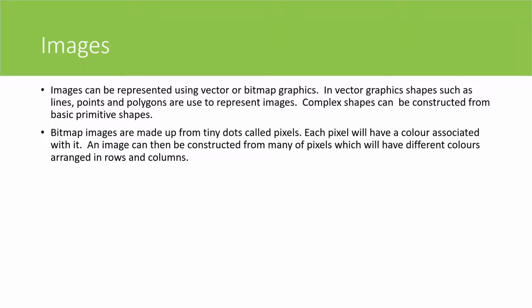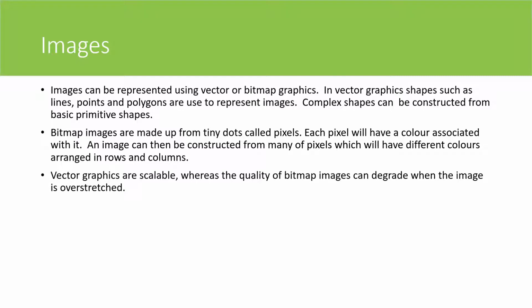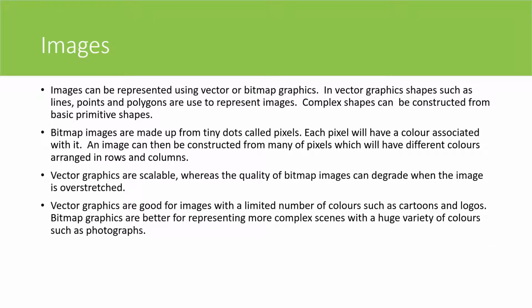Bitmap images are made up from tiny dots called pixels. Each pixel will have a color associated with it. An image can then be constructed from many of the pixels, which will have different colors arranged in rows and columns. Vector graphics are scalable, whereas the quality of bitmap images can degrade when the image is overstretched. Vector graphics are good for images with limited colors, such as cartoons or logos. Bitmap graphics are better for representing more complex scenes with a huge variety of colors, such as photographs.